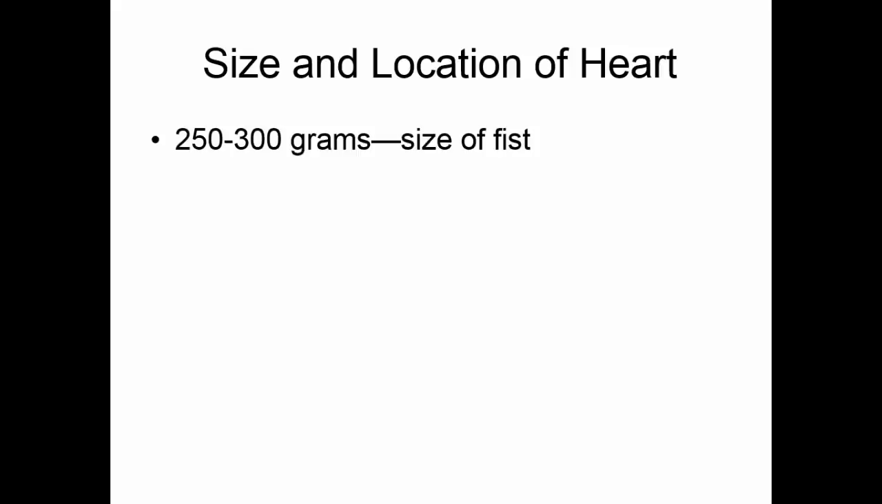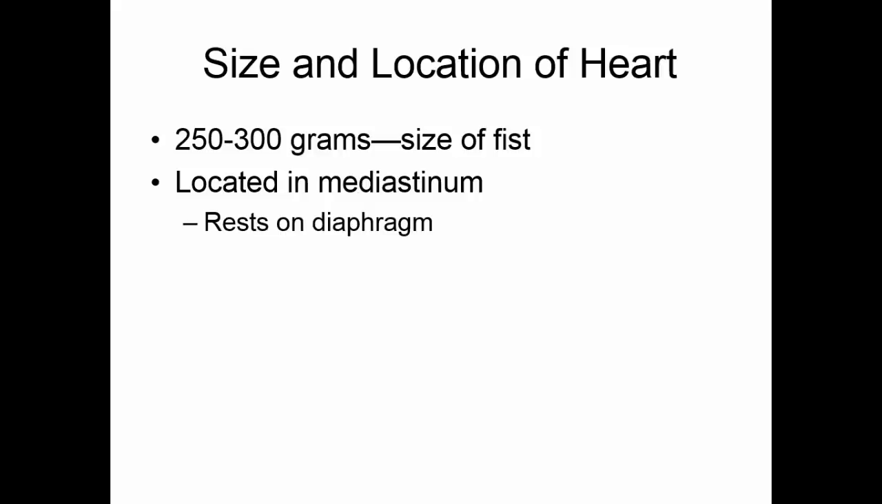The heart weighs about 250 to 300 grams and is roughly the size of your fist. It's located in the mediastinum. This is a collection of tissues between your lungs. One side of the heart rests on the diaphragm. This is the muscle that separates your thoracic cavity from your abdominal cavity. It does lie a little bit more to the left of midline, about 2/3 to the left of midline.